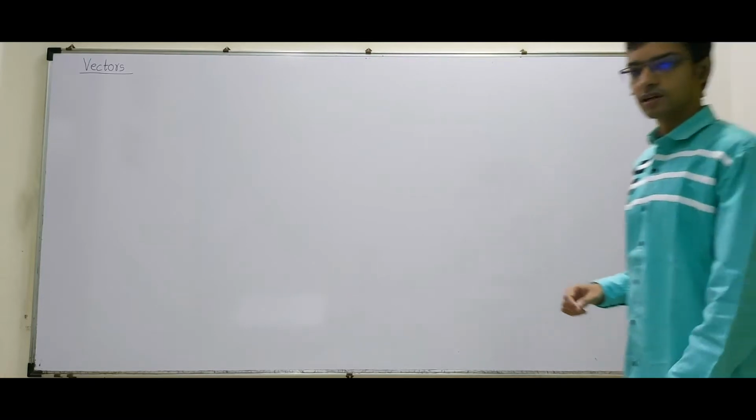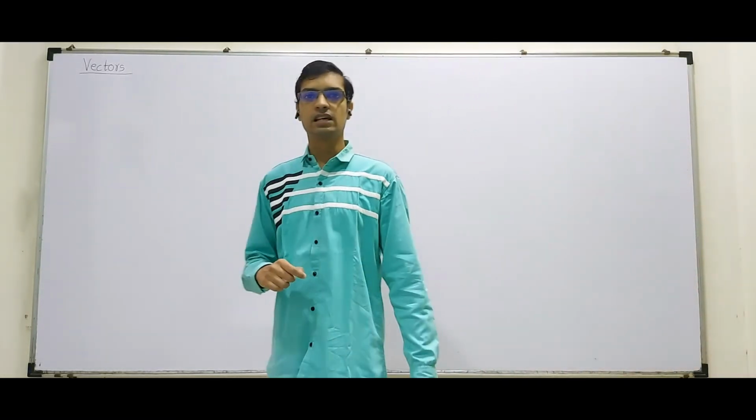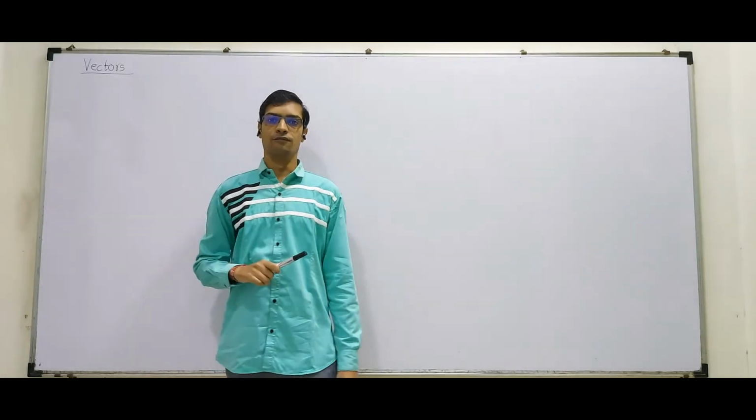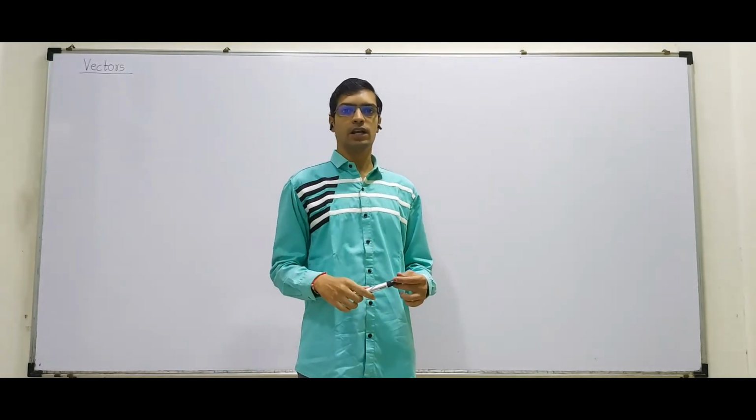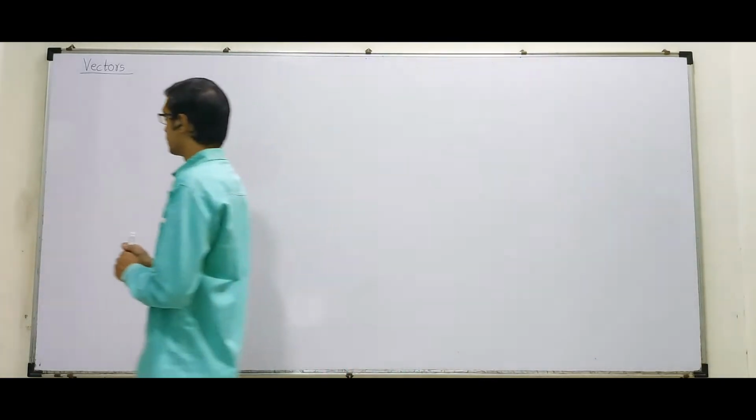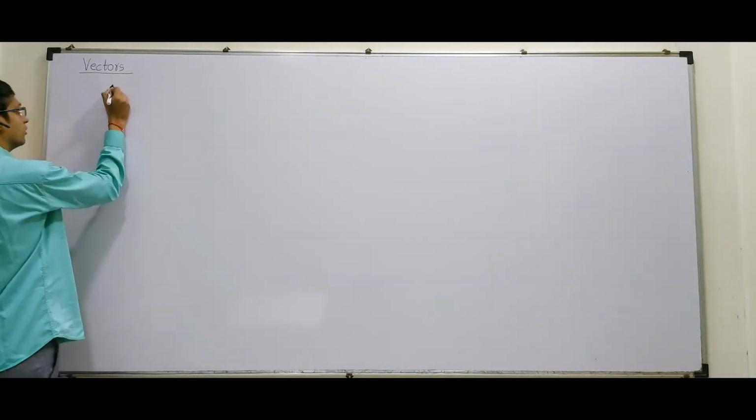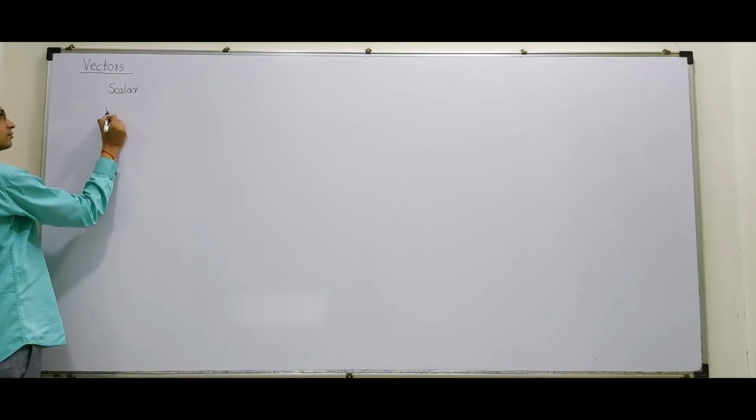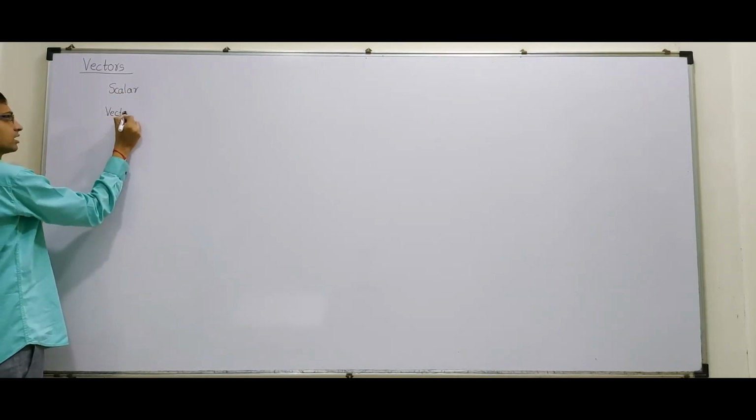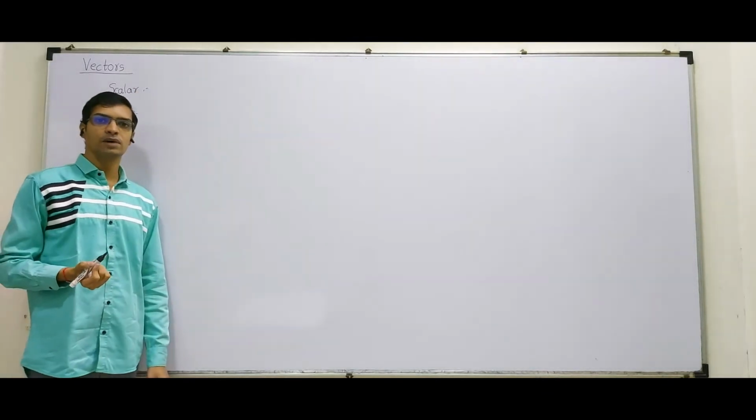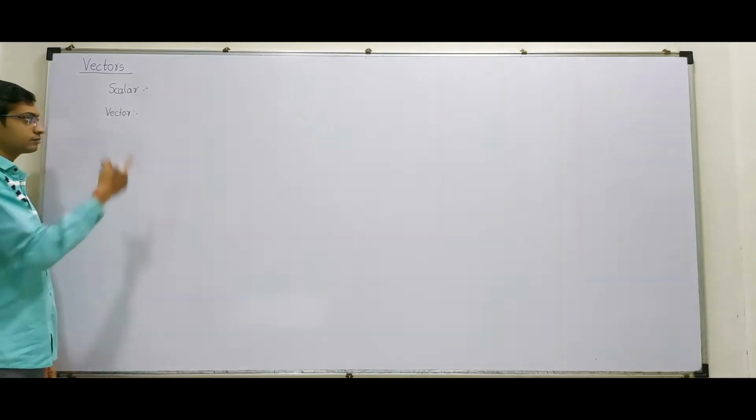Very good morning, children. Today we will see the next chapter from part 1, that is vectors. You are very well known with vectors from your physics second chapter. So we have learned there are two types of quantities: one is scalar, other is vector. I hope everybody remembers what you mean by scalar quantities.